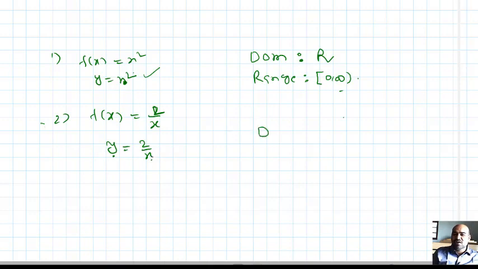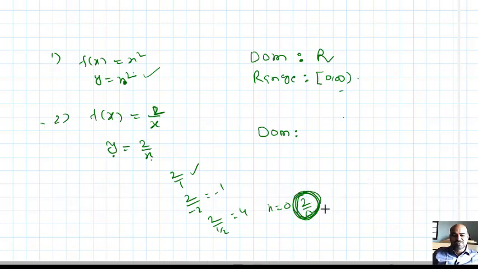Domain means what real x, y is real. Put x equal 1, 2 by 1, real number only. Put x equal to minus 2, 2 by minus 2, minus 1, real number only. Put x equal 1 by 2, 2 by 1 by 2, 4 is a real number only. Put x equal to 0, 2 by 0. This is not a real number. Division by 0 is not defined in mathematics. That's why 2 by 0 is not a real number.